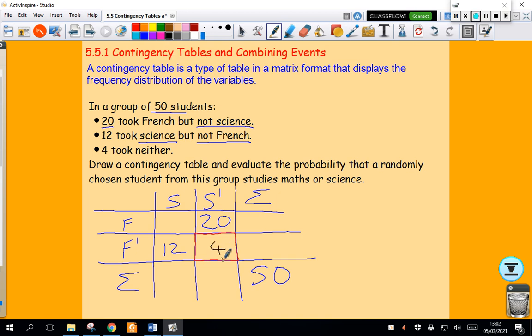And once I have that value figured out, I can fill in everything else in the contingency table. 12 and 4 gives me 16 students who do not take French. This value in here has to add to 16 to give me 50. I can work out pretty easily that that has to be 34. 34 plus 16 is 50. This value in here has to be 14, because 14 plus 20 gives me 34. 14 plus 12 gives me 26. 20 plus 4 gives me 24. This is my contingency table for this data.